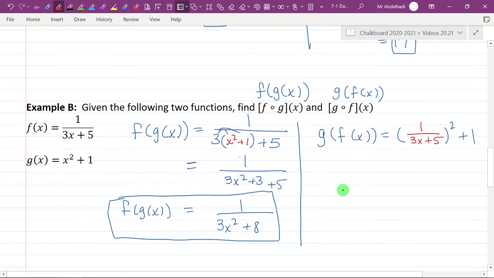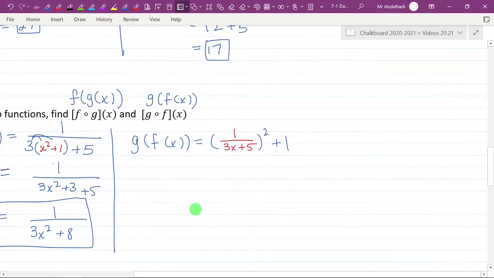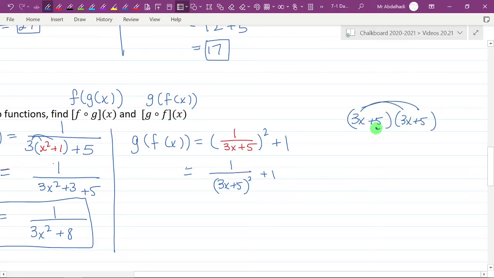And now how do we clean that up and simplify it? Well, when you're squaring a fraction, you're just basically squaring the top and squaring the bottom. So this becomes 1 squared, which is still 1. And this is going to be 3x plus 5, the whole thing squared. And this plus 1 is still here. Now, how do you square 3x plus 5? You need to write it twice, like this, and then FOIL it out. Okay, distribute it out.